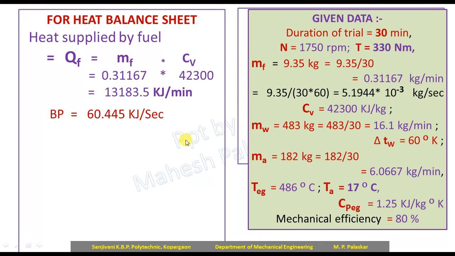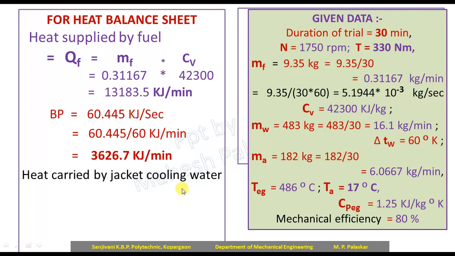Now the brake power we already found out as 60.445 kilojoule per second, but for the heat balance sheet this value should be in kilojoule per minute. Therefore we have to multiply this by 60. We have to multiply 60.445 by 60. So here actually a multiplication sign should be there. When we multiply this by 60, we get 3626.7 kilojoule per minute.